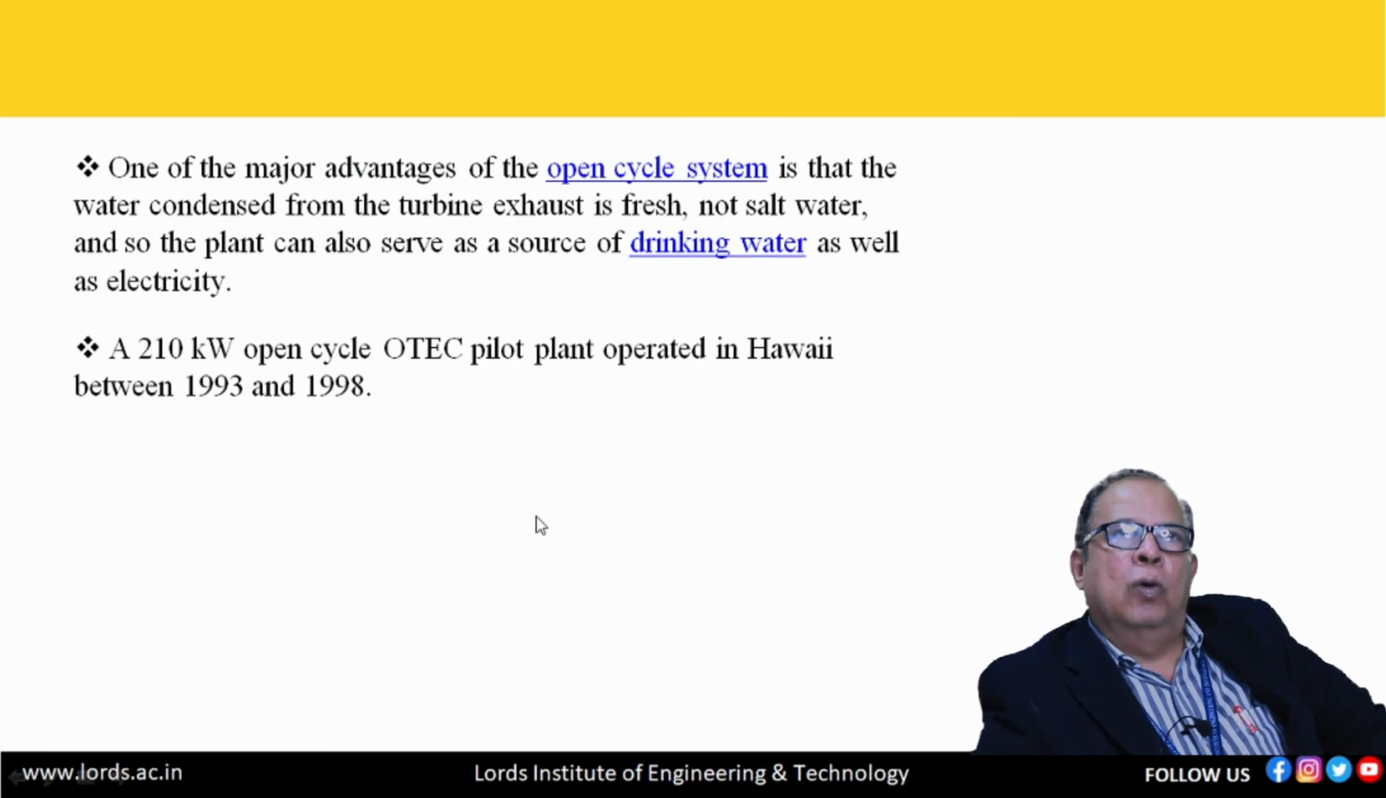Okay, so the major advantage of the open cycle system is that the water condensed from the turbine exhaust is fresh, not salt water, as I told you, and so the plant can also serve as a source of drinking water as well as electricity. That means we are getting, along with electricity, drinking water also, right? A 210 kilowatt open cycle OTEC pilot plant operated in Hawaii between 1993 and 1998.